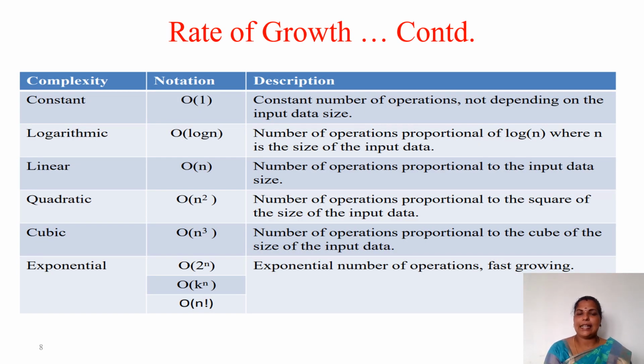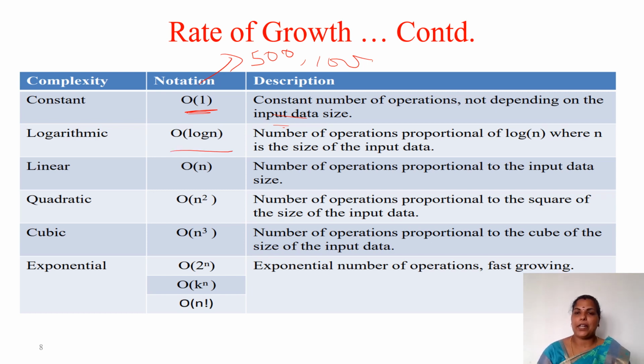Here constant means order of 1. Whatever the constant is, whether 50 or 100 or any value, we represent it with order of 1 only. It means it is a constant, that is, it requires a constant number of operations not depending on the input data size. That is the meaning. Next is logarithmic, order of log n.